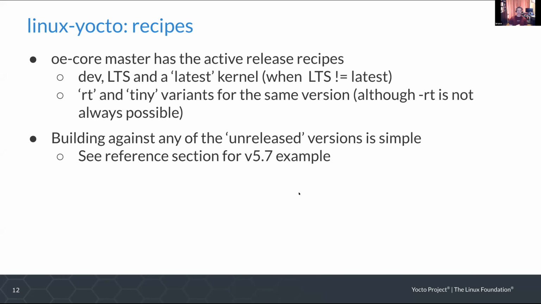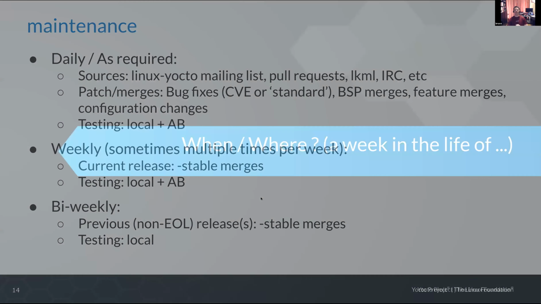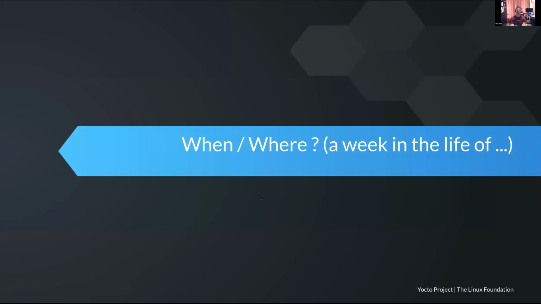And you can build against any unreleased version. It's simple. I wrote an example with a v5.7 kernel, which we never released as an official reference kernel as part of the release process. There, I covered that faster. I'm almost back where I thought I would be. So this is a week in the life of Bruce, sitting here trying to merge and maintain these kernels.